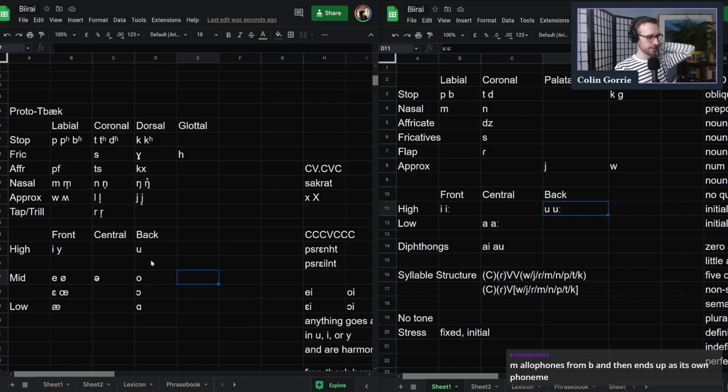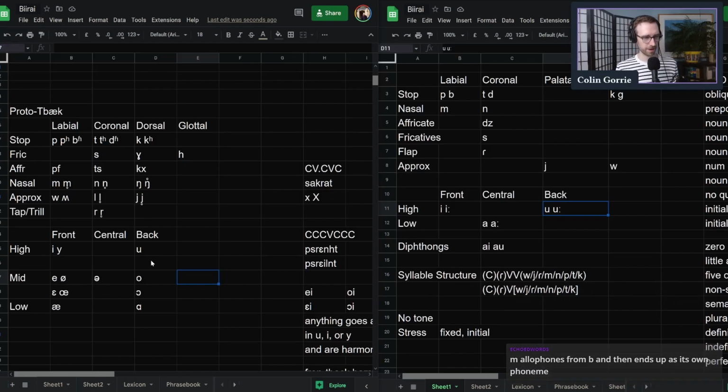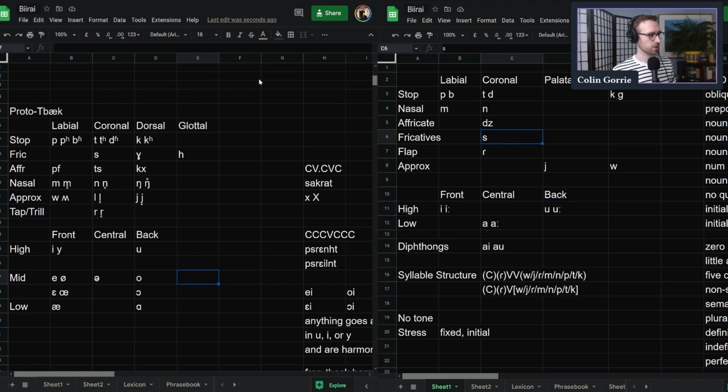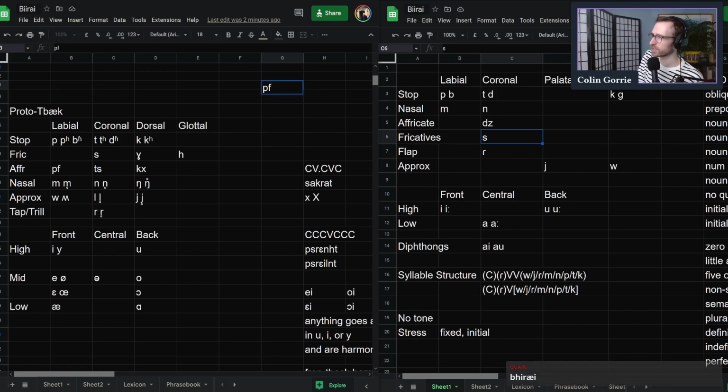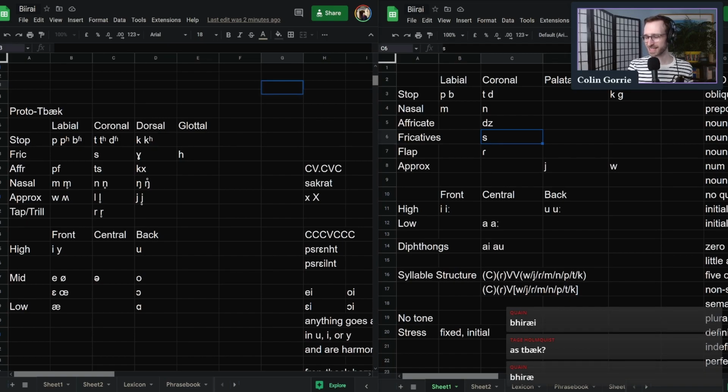Okay, what is it going to be? No, that's too far. That's too far of a jump. We need to just go back one thing. So let's say, how to proceed with this? I'm not totally sure. I almost want to Taga. I think this is the answer, as Tbæk. So Biirai and Tbæk are cognates. How are we going to make that happen?